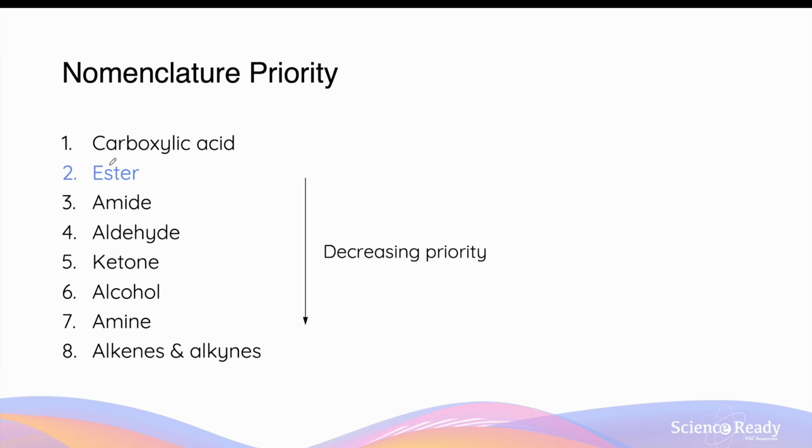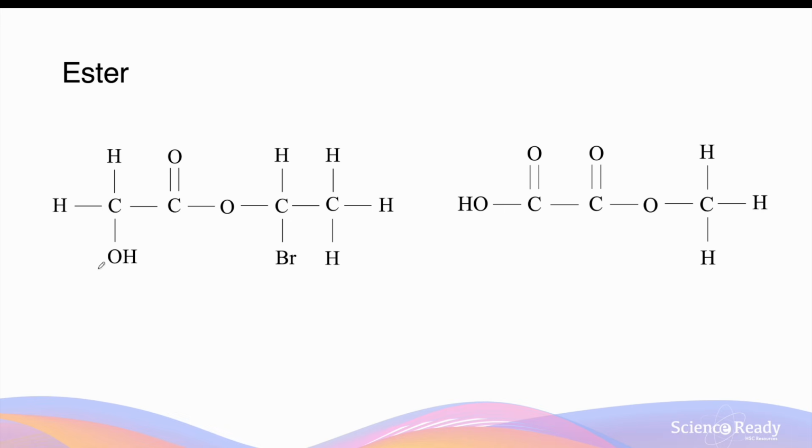In other cases where the ester is combined with anything below this list, the ester will take its usual name, while the other functional groups will be denoted by the prefixes respectively. In this molecule, there's an alcohol, an ester functional group, and a bromine. Since esters have higher priority than alcohols, we'll name this according to the normal name of the ester.